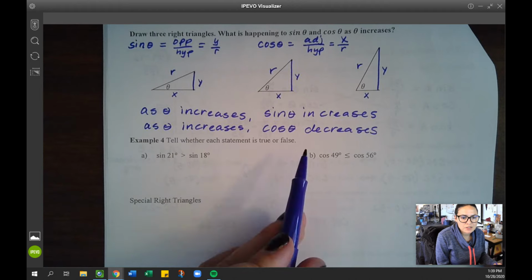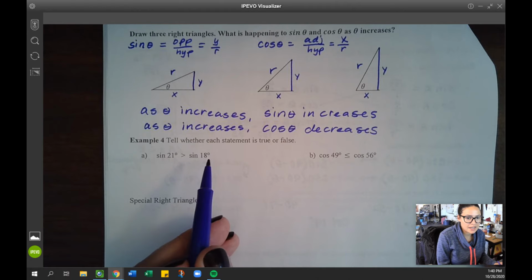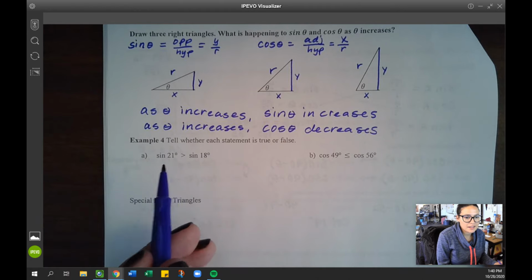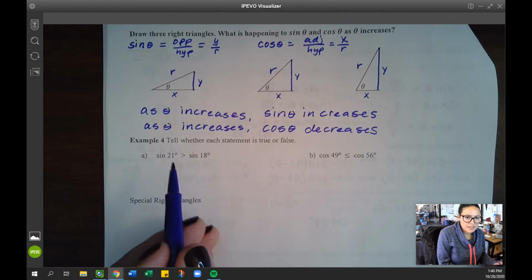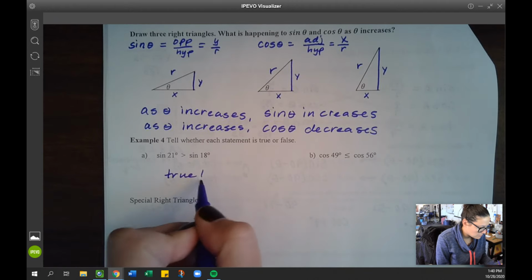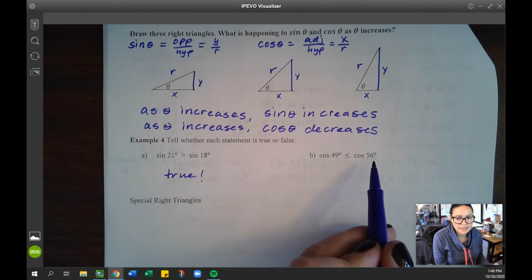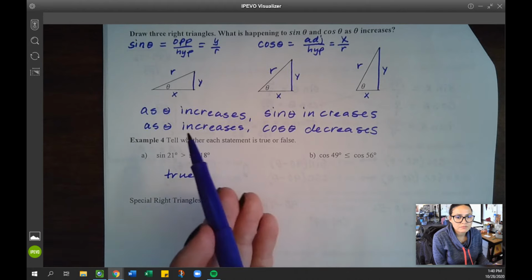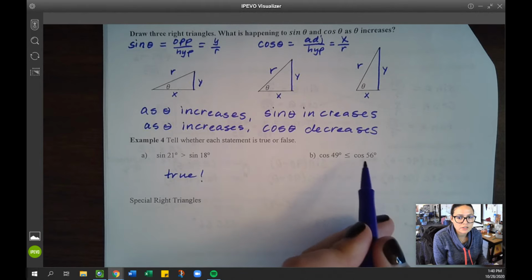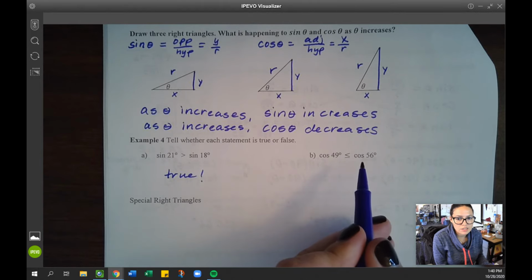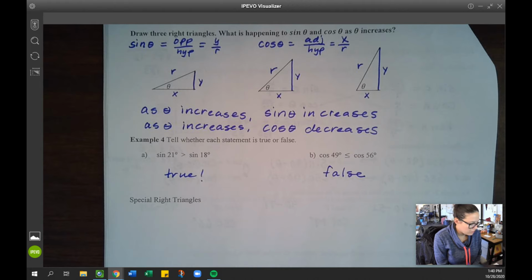Tell whether each statement is true or false. Sine 21 is greater than sine 18. Well, we know that as the angles increase, so does sine. So the bigger the angle, the bigger the sine, and this would be true. Cosine 49 is less than cosine 56. So as theta increases, cosine decreases. So actually the bigger angle would have the smaller cosine. So this is false.